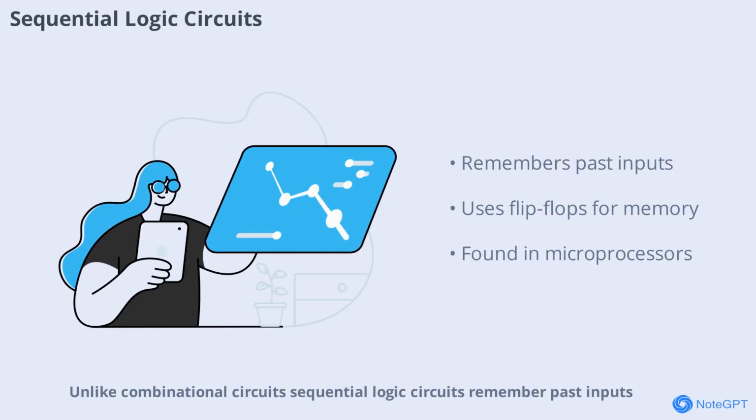Unlike combinational circuits, sequential logic circuits remember past inputs. They use memory elements like flip-flops to store information. This allows them to perform tasks that require timing and order, such as counting or storing data. Sequential circuits are found in devices like clocks, memory chips, and microprocessors.